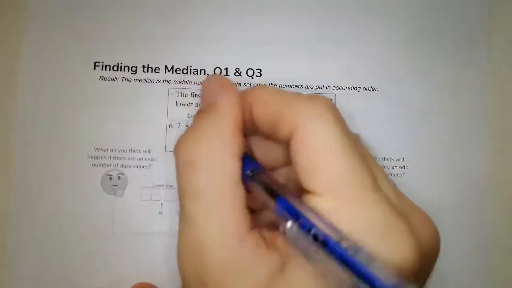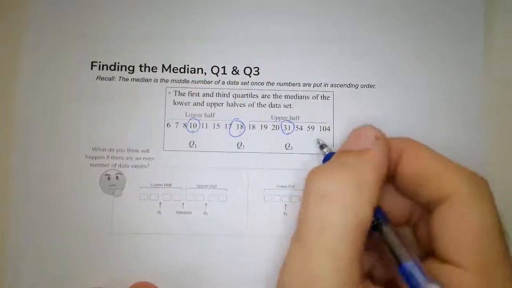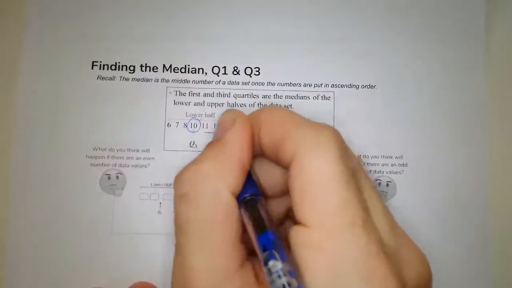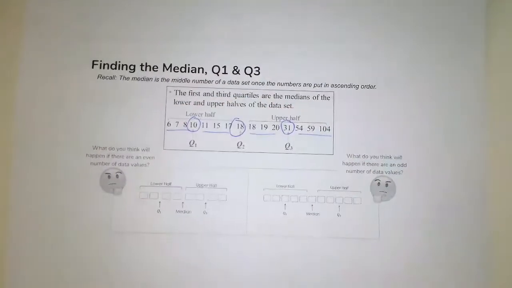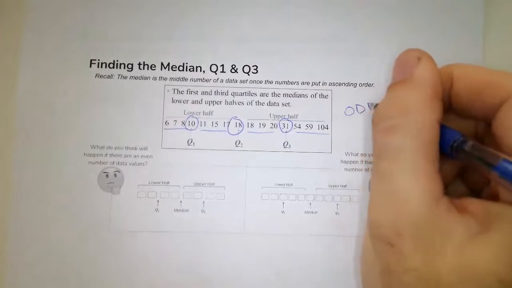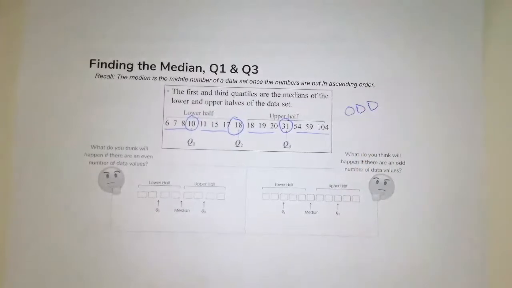We have our Q3 and our Q1. And then look, we have 3, 3, 3, and 3. It's kind of nice and even. And that's when we have an odd number of data points.